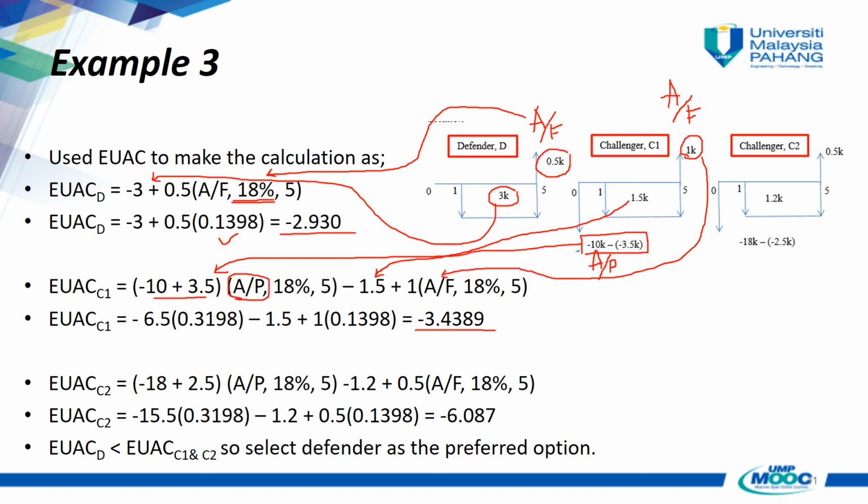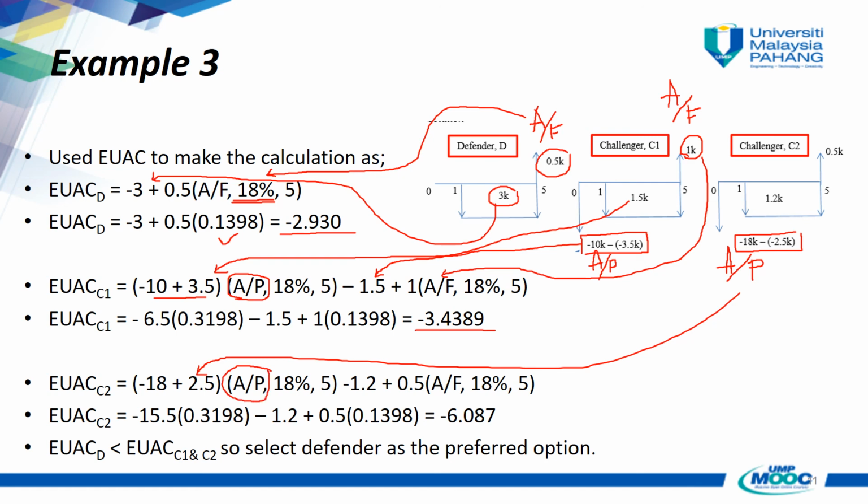After that, we will calculate for challenger number 2. We have the first value here. This value is in the form of P, present value, because it happened at year 0. So we total it up, and we will get a new value here. Because this is in the form of P, we need to transform it to an A value, because we calculate in the EUAC. We call this finding A when you know the P.